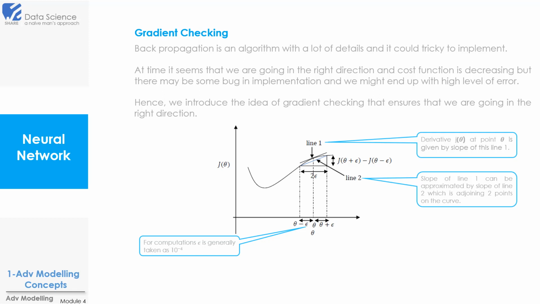Now the 2 points on line 2 are nothing but theta plus minus epsilon. And epsilon is generally considered as 10 raised to the power minus 4. Hence we can write the derivative as J(theta plus epsilon) minus J(theta minus epsilon) divided by 2 epsilon. Similarly, if there are more than one variables, we can extend the same concept and we'll use partial derivative there. Recall, partial derivatives are also derivatives but taken by making other variables as constant. So this is known as numerical approximation, and this is how gradient checking is done.